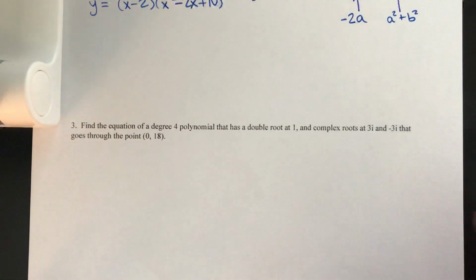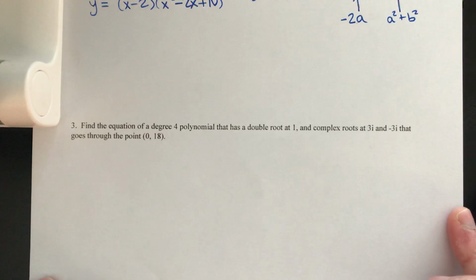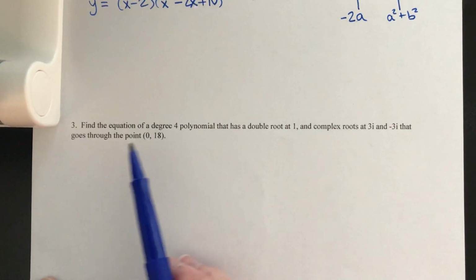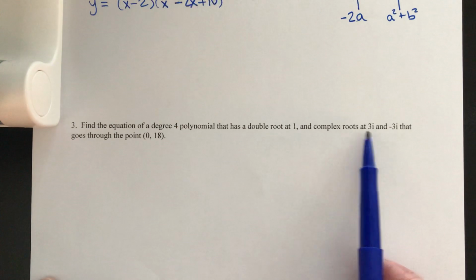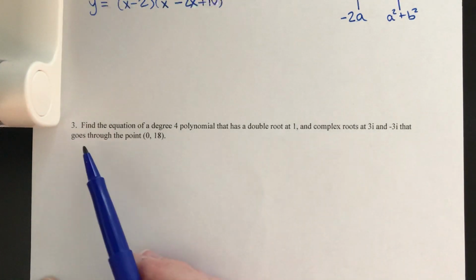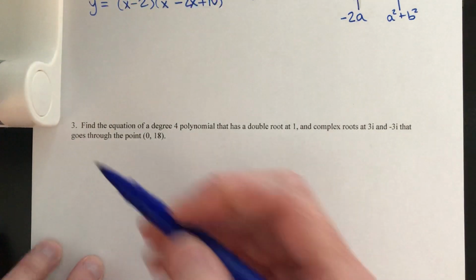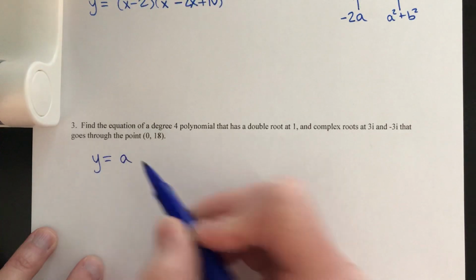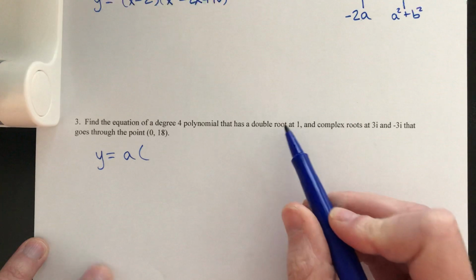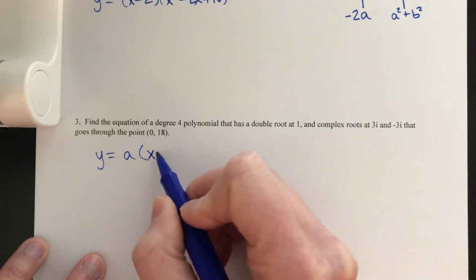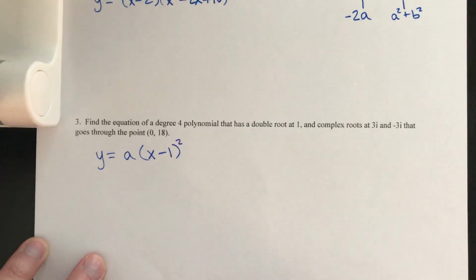And then the last one that we have has a little bit more going on, and it gives us a point that it goes through, meaning we're going to solve for a, our stretch factor. It says find the equation of a degree 4 polynomial that has a double root at 1 and complex roots at 3i and negative 3i, and it goes through the point (0, 18). So there's our a, we're going to have to solve for our stretch factor. It says it's a 4th degree polynomial. If it has a double root at 1, the factor is x minus 1, and then it's squared.